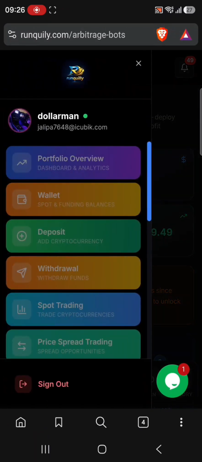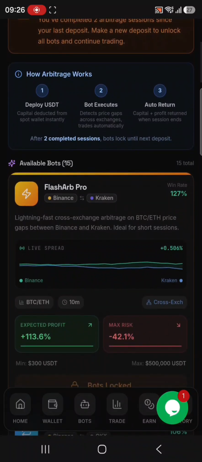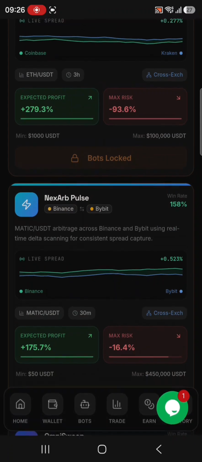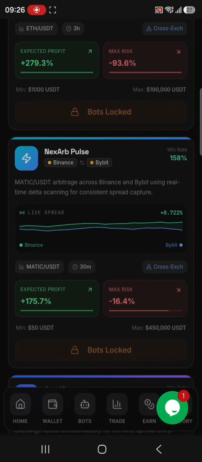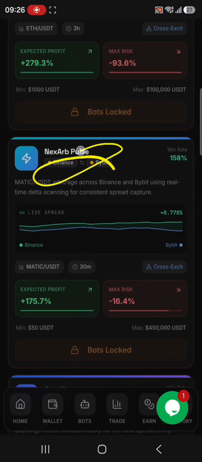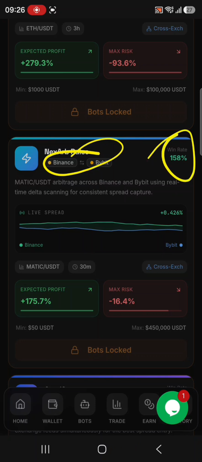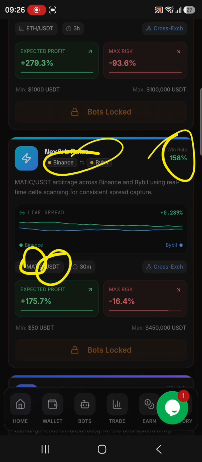So let's start with arbitrage bot trading, which we can use this Flash ARB bot. Wow, we've used this a lot. So we'll use Max Arbitrage Pulse bot, which is trading between Binance and Bybit. So in bots, Runquilly is only a broker. We'll say it is just an intermediate. But the platforms are Binance and Bybit, and actually the win rate is 158, and it should be trading two pairs. So one, this Matic crypto is in Binance, and USDT is in Bybit.